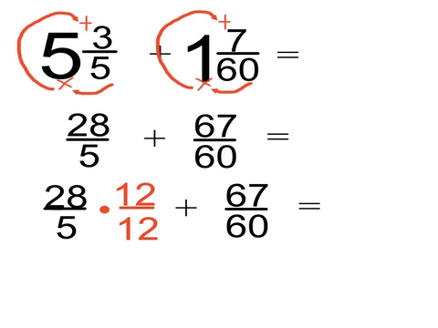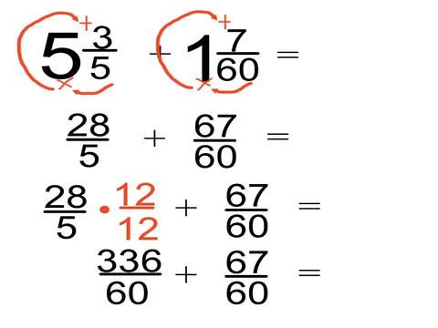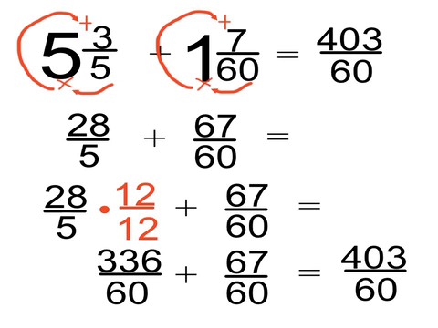Multiply the 28/5 by 12 over 12, and that's going to give us 336/60ths plus 67/60ths, which is 403/60ths. And it turns out that 403 and 60 have a GCF of 1, so that is a simple fraction in lowest terms. It happens to be an improper fraction.